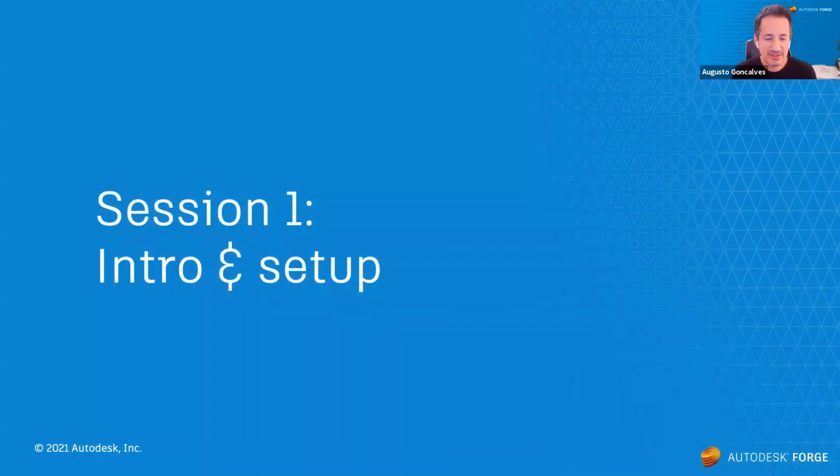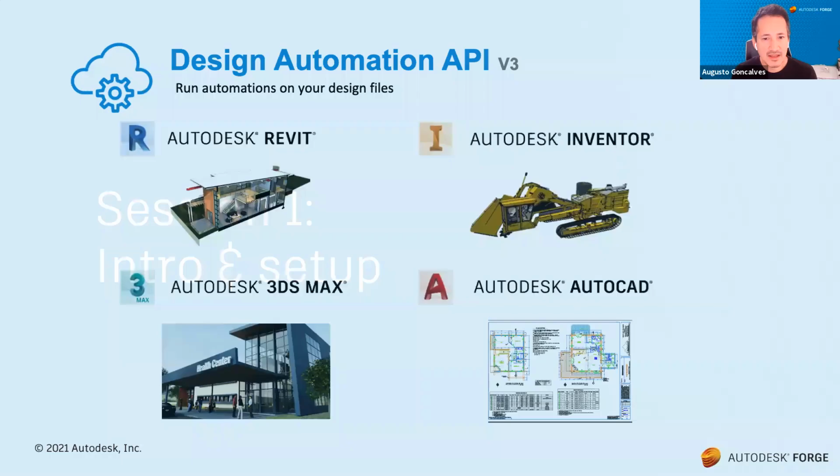Okay, so let's start with the first session where we are going to prepare the basics and get the setup done. Design Automation API is the ability to run the Revit, Inventor, 3D Max or AutoCAD engine on the cloud. It's the same engine you have on your desktop environment, except that it's running headless, but you can use the same API, the same features you have.